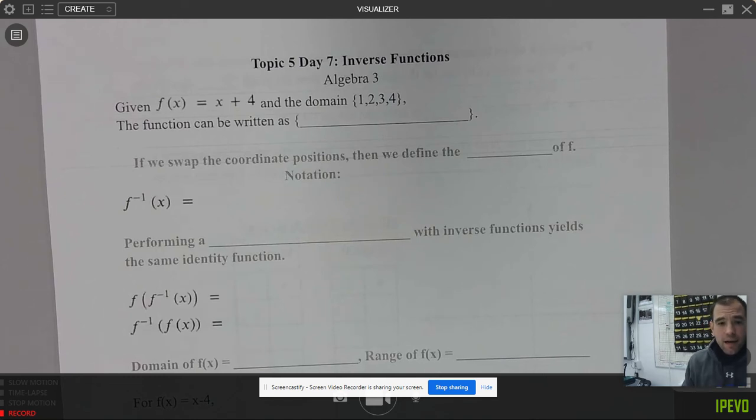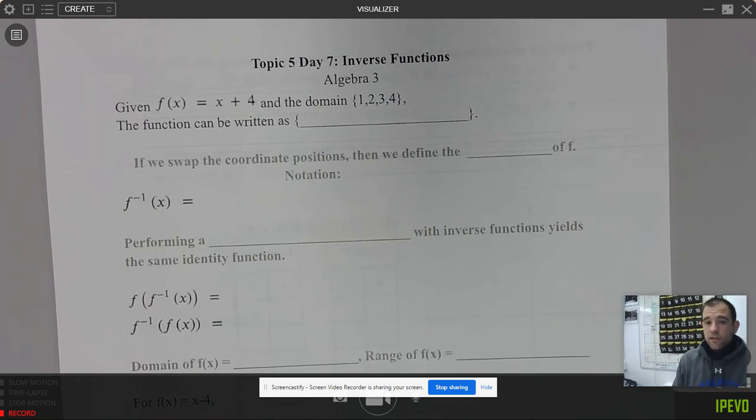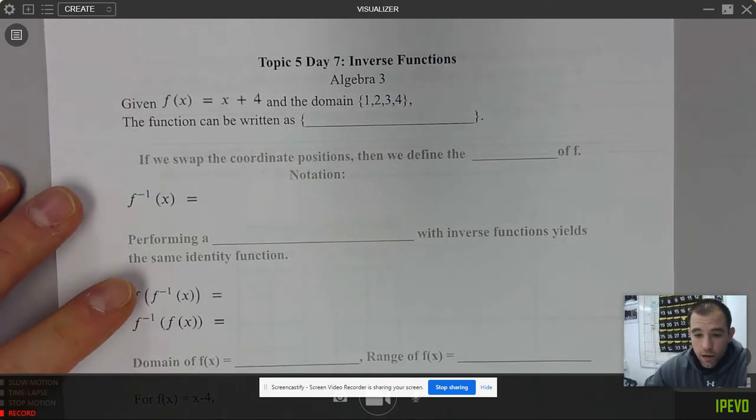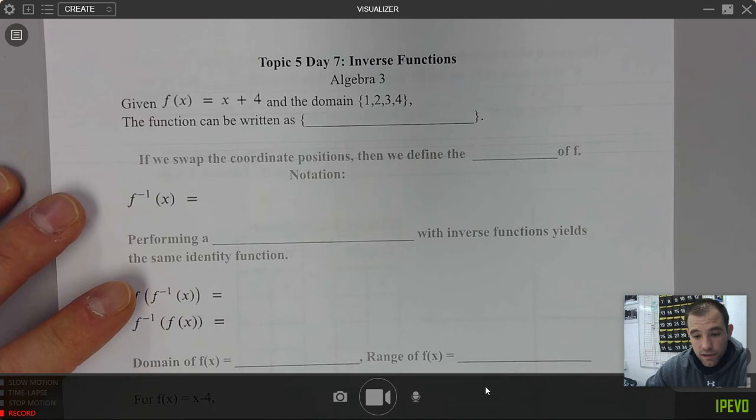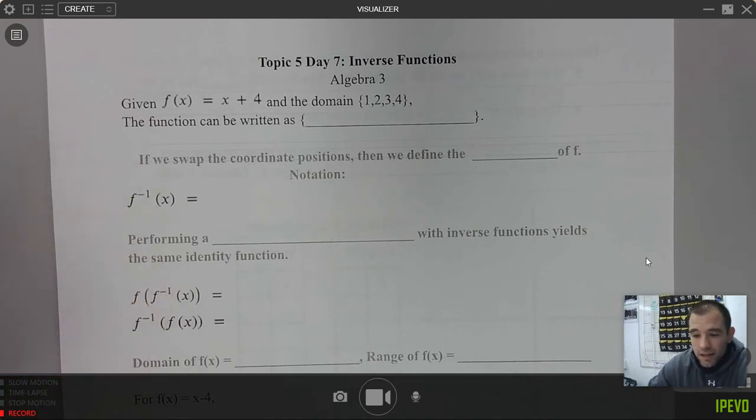Today we're going to talk about topic 5, day 7. This is going to be all about inverses of functions. When you hear about inverse, we want to think of kind of like the opposite. Now, it's not exactly like that, but it's going to be kind of similar to it.